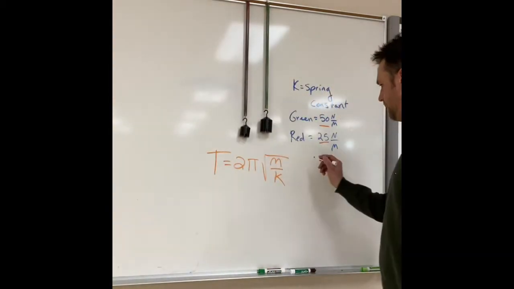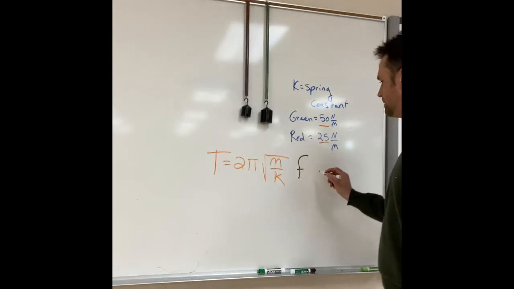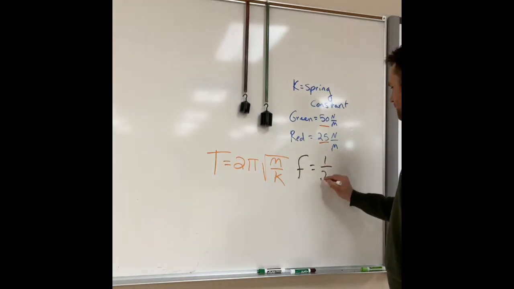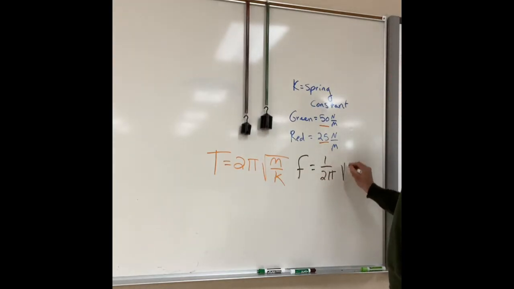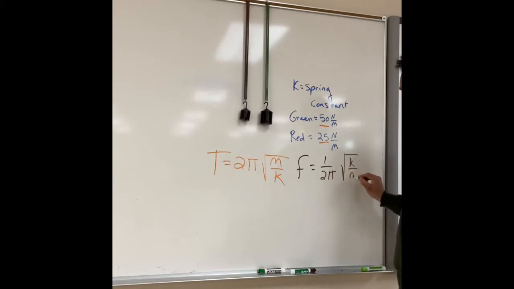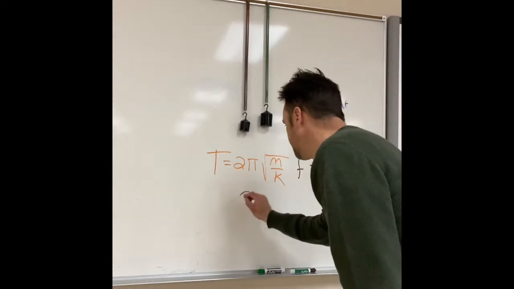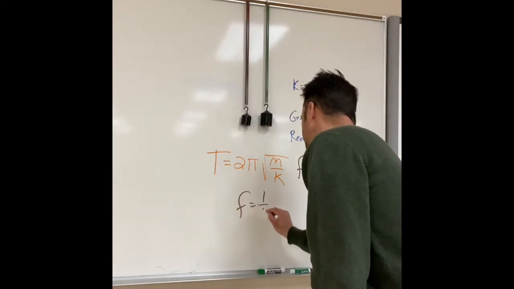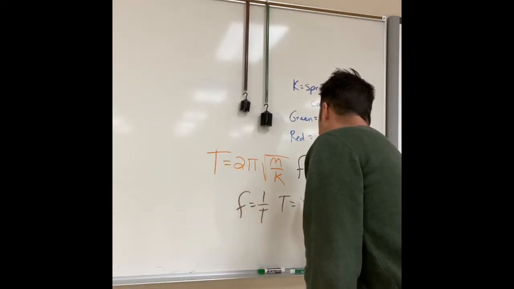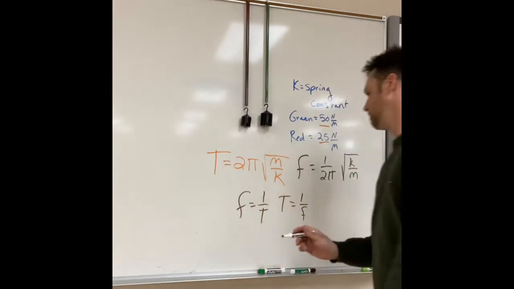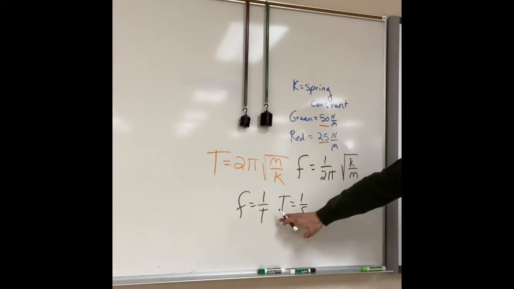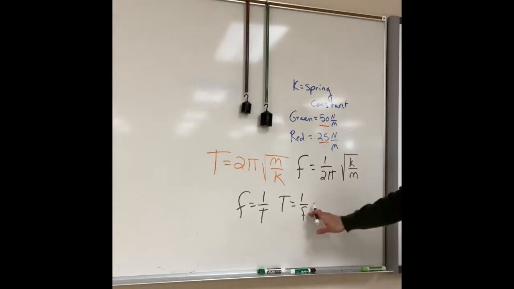Frequency is just the opposite. Frequency is 1 over 2 pi, the square root of k over m. Right? Why is everything upside down? Because frequency is 1 over the period, and period is 1 over the frequency. The seconds per cycle is 1 over the cycles per second.